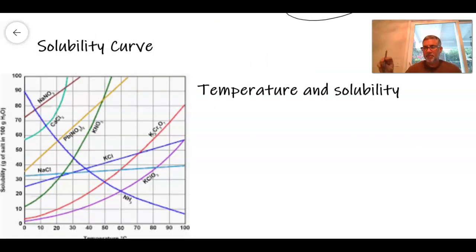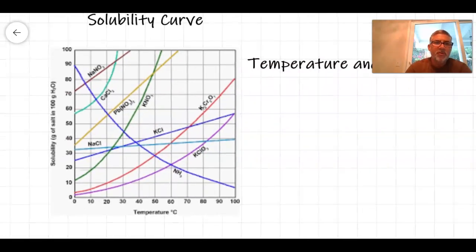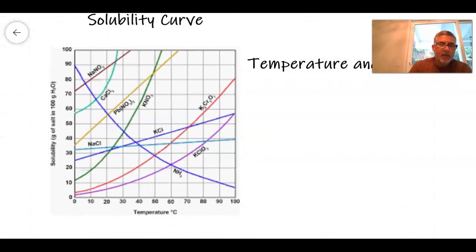So for the lab you're doing this week, you're going to be using solubility curves. So this picture shows a solubility curve. A couple things to take note of over here. You see that that's grams of salt in 100 grams of water. Remember, water is 1 milliliter is equal to 1 gram. So it's grams of salt in 100 milliliters of water. And this talks about solubility at a particular temperature.